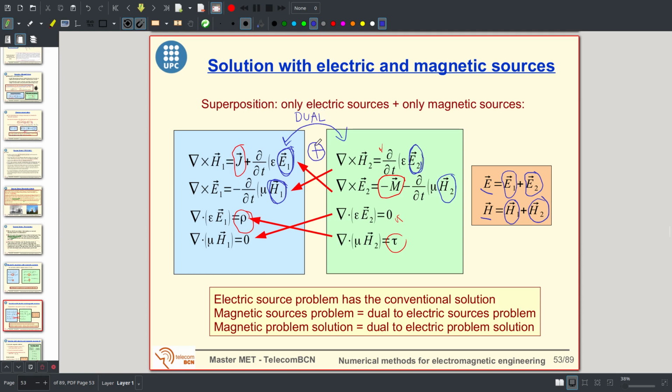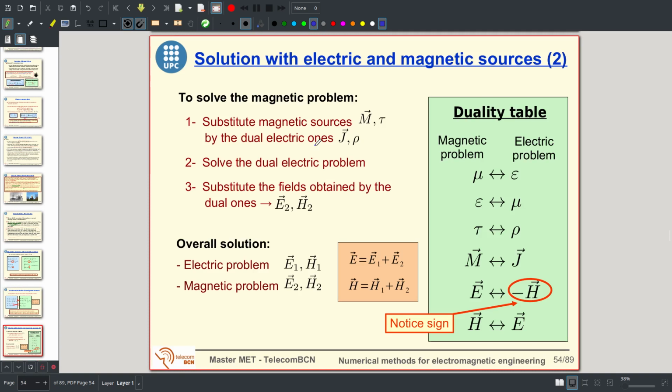And therefore, by duality, we can solve the electric problem, and by duality, obtain the solution for the magnetic problem. How can we do this? Okay, we know that the sources of the magnetic problem are dual to the sources of the electric problem. Then, the solution of the magnetic problem must be dual also to the solution of the electric problem.